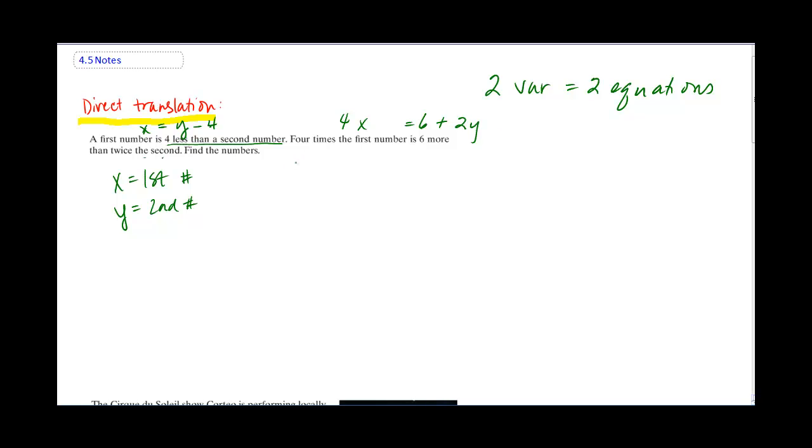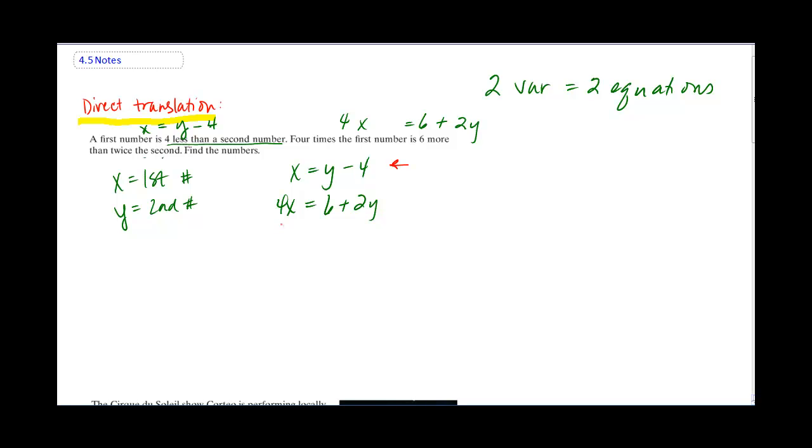So now I have my two equations. I'm going to rewrite them down here. We have x is equal to y minus 4. The second equation is 4x equals 6 plus 2y. And from the previous lectures on solving systems of equations, this is a really good time. I'm going to use the first equation and substitute it into the second equation. Since the first equation is already solved for x, we're going to plug it into the second equation.